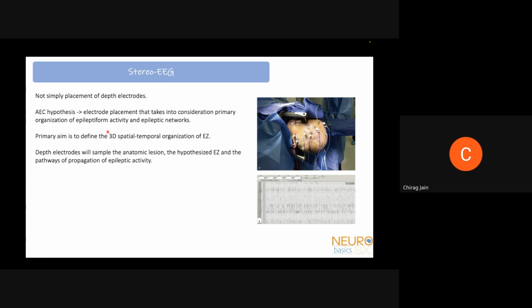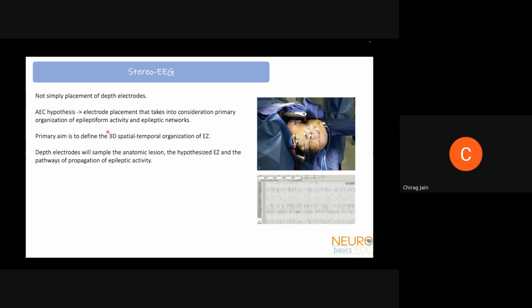Now, stereo EEG, as I've already mentioned, is not simply putting depth electrodes into the brain. Okay, that is not what stereo EEG is. It's a slightly complicated concept, but stereo EEG requires that you already have a hypothesis. You have an anatomical, electrical, clinical hypothesis ready, and stereo EEG functions to confirm that hypothesis. You have to know where you think the activity is arising from and where it is propagating. On the basis of that, you will put your depth electrodes with stereotaxy. So that is stereo EEG.